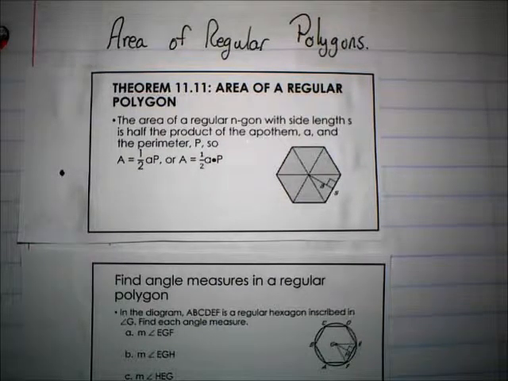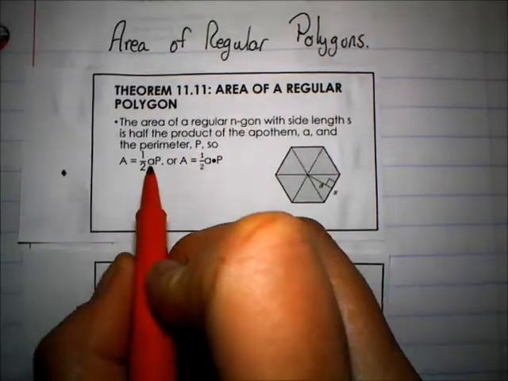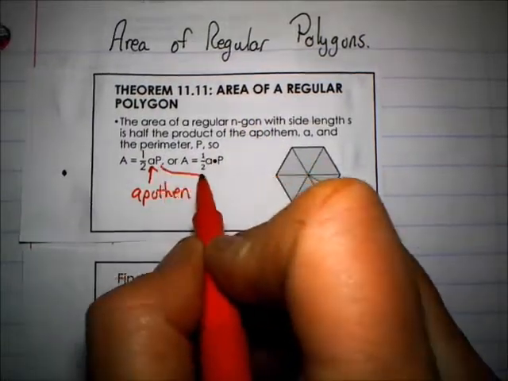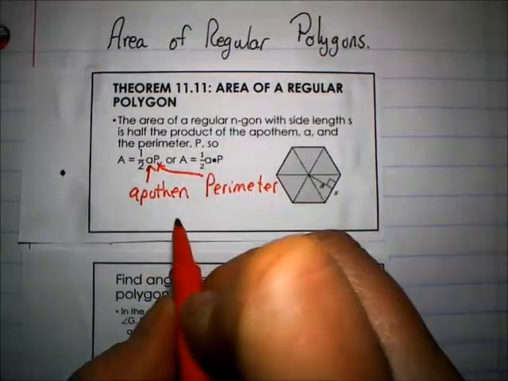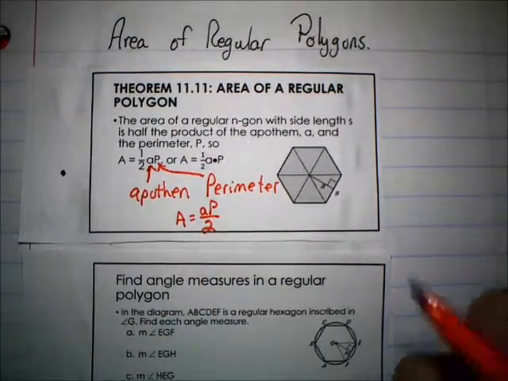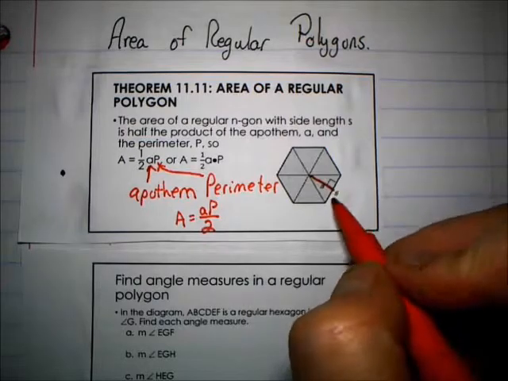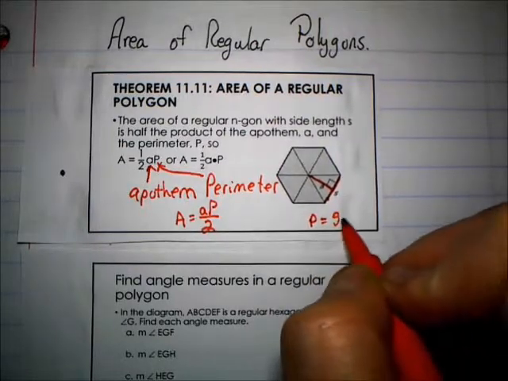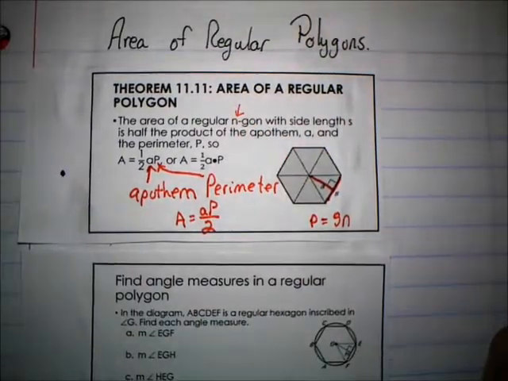Okay, here's Theorem 11.11, area of regular polygons. Its area equals 1/2 AP. A is the apothem, and the P, capital P, is the perimeter. What I usually do is A equals AP divided by 2. But oops, that's supposed to be an M. Apothem is the perpendicular one, and the perimeter will be the side length times n, n being the number of sides, the n for n-gons.